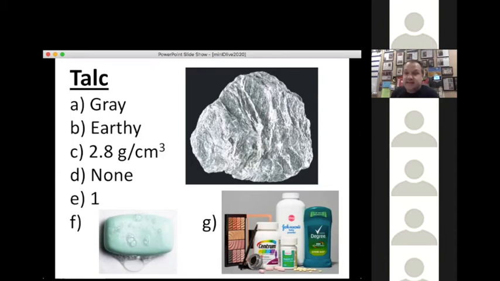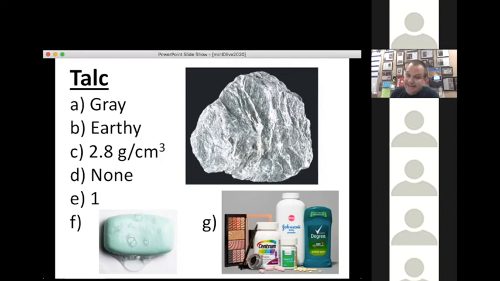Letter B is the luster, and this one is also dull or earthy. You might have put resinous. Some of them have a little shine to them, kind of waxy. Letter C was the density, and it's very similar to muscovite mica. These first 3 all have about the same hardness and same density, 2.8. So non-metallics. Letter D was the streak, and it does not have one, which is kind of weird because when you crush it, you get a powder, but you have to push really hard or smash it. When you just scratch it on there, there's no powder, no streak.